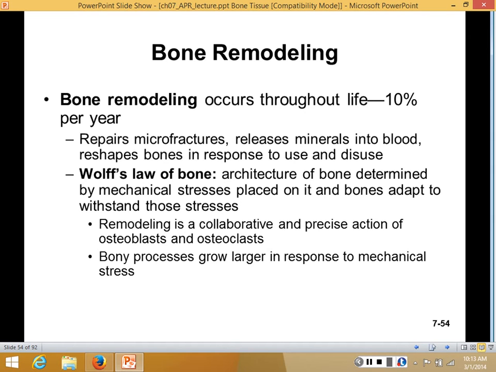If you're using them, it's going to what? Deposit more bone. The bones become more what? Dense. So bone remodeling, the architecture of a bone can change. The structure of a bone can change. All of that is bone remodeling. And it occurs when? Throughout life. Okay. Bone remodeling. A collaborative and precise action of your osteoblast and your what? Osteoclast. Okay?